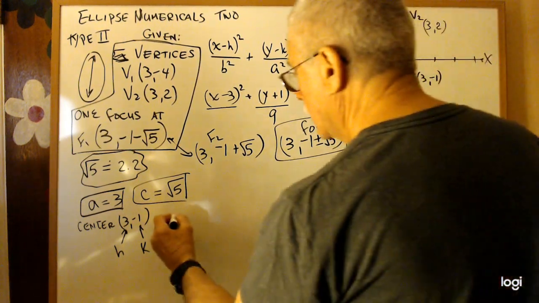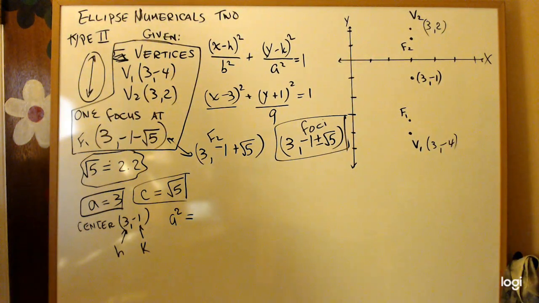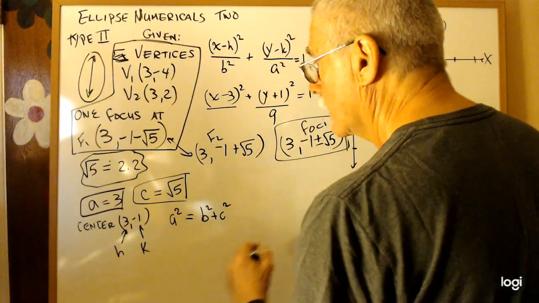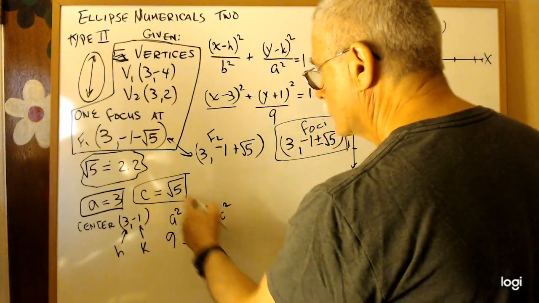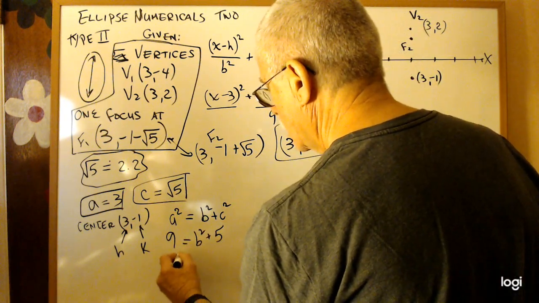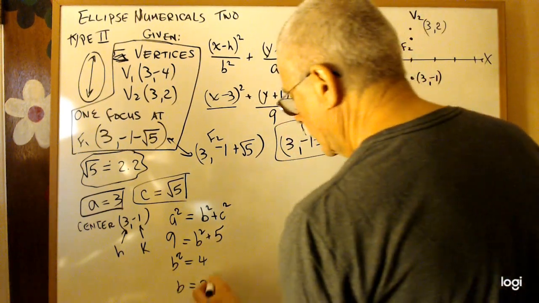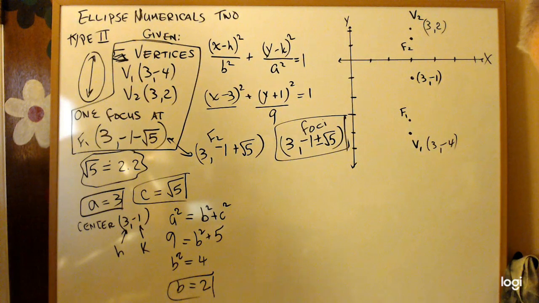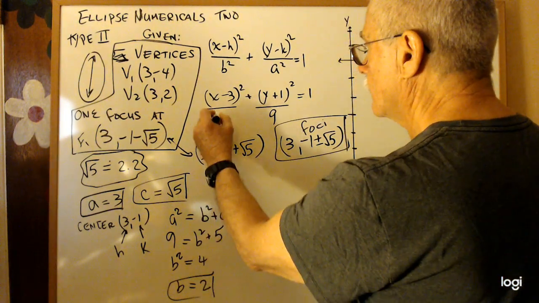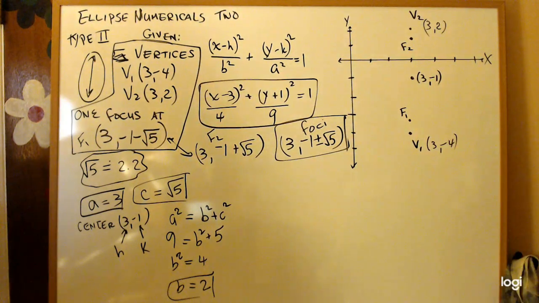And in an ellipse, you're supposed to know A is the greatest value, right? So therefore, A squared equals B squared plus C squared. A squared is 9, C squared is 5, so B squared is 4, and B equals 2. So that's our other important value. And therefore, B squared is 4. So this gives us our standard form version.